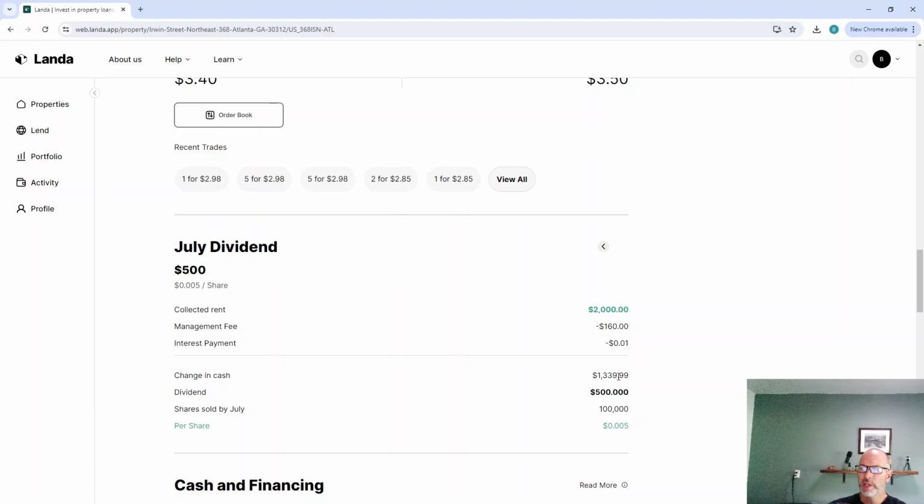Changing cash is an increase of $1,300. They paid a $500 dividend, and they sold 100,000 shares. Now, that's my mistake. It's 100,000, not 10,000, like I said earlier. And they paid out a 0.005 cents per share dividend. So if you have 100 shares, you got 5 cents.